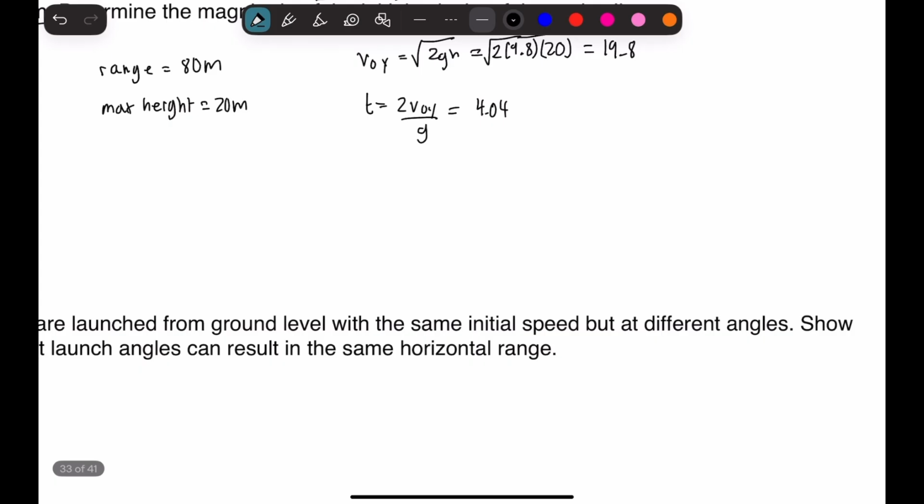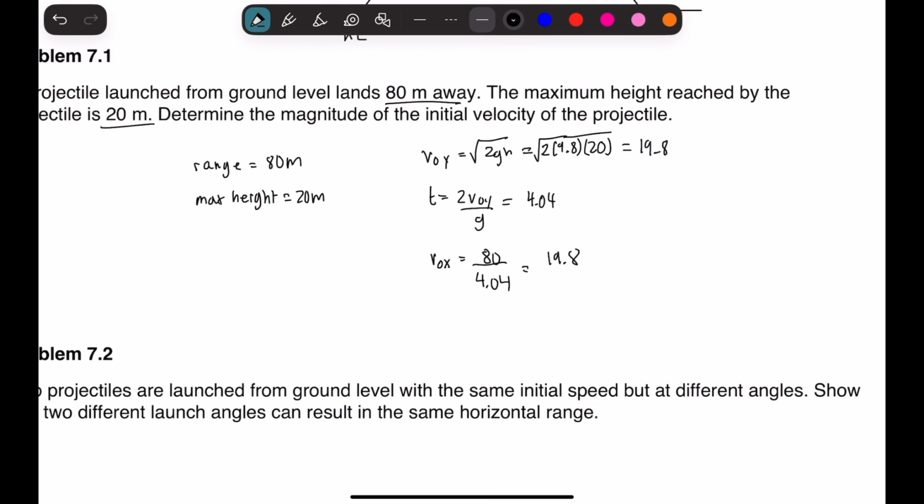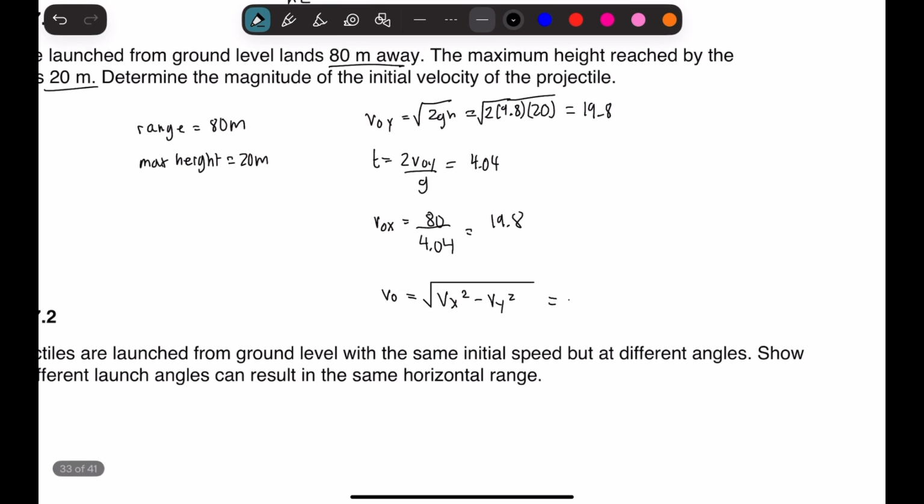So now we can write that V initial x is equal to 80 over 4.04, and that is equal to 19.8. And we know V initial is going to be equal to the square root of Vx squared plus Vy squared. So then we can write that we have the square root of 19.8 squared plus 19.8 squared, and then that is going to be equal to 28.0.